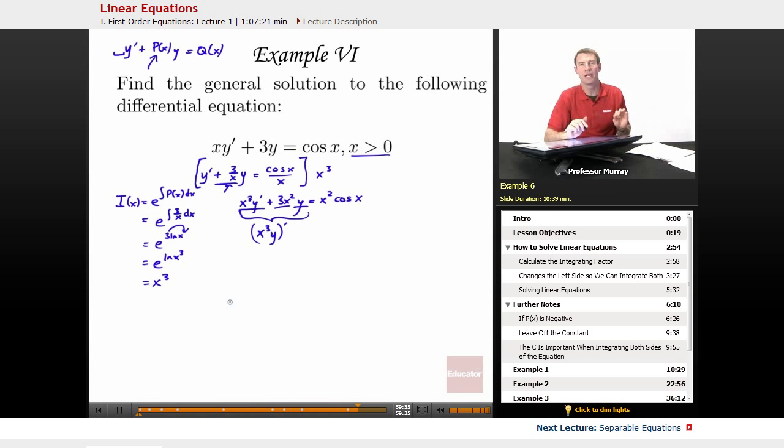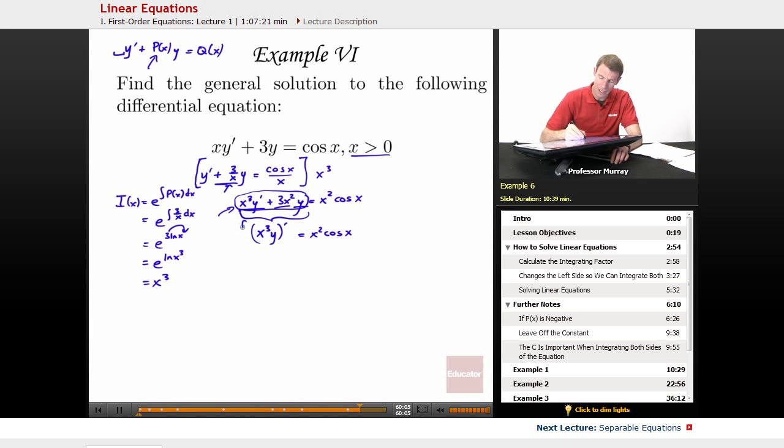It's always a good strategy to check when you're at this step in any linear differential equation, because what it does is it just makes sure that you did all the previous work right, and it's really easy to make mistakes through this process. So it's good to check and make sure that the derivative of x cubed y really is equal to what you had on the left-hand side. In this case, it does work. This is still equal to x squared cosine x.